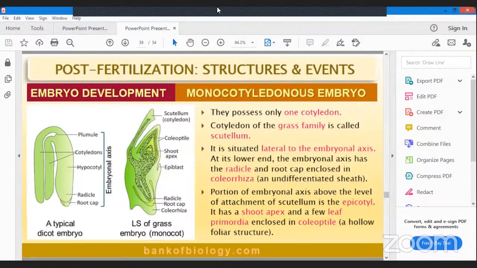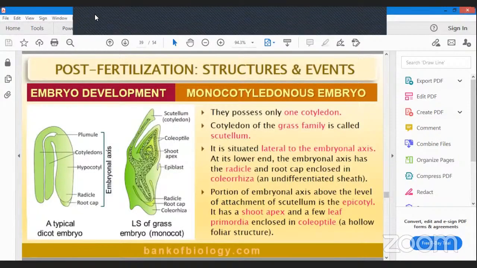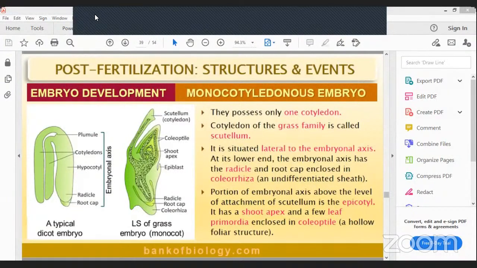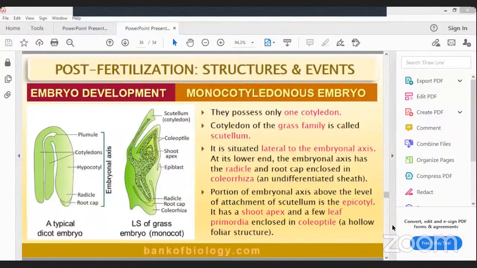So take this down, students. This is very important for NEET. Coleoptile and coleorhiza are very, very important here.